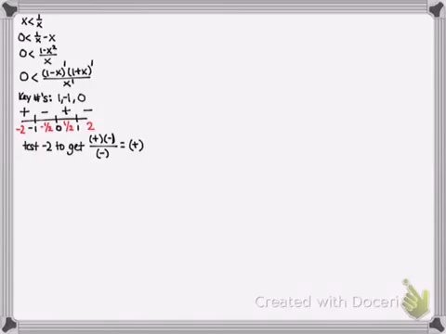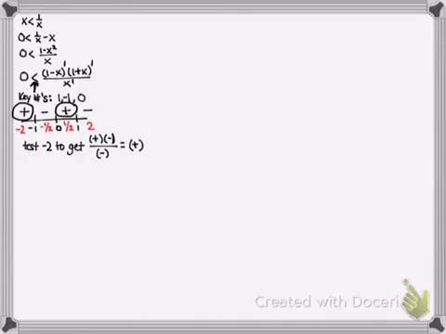So the last step is you have to look at your inequality, and we want it to be greater than 0, right? The 0 is less than it. So we want the ones that are positive. So we want that interval, and we want that interval.